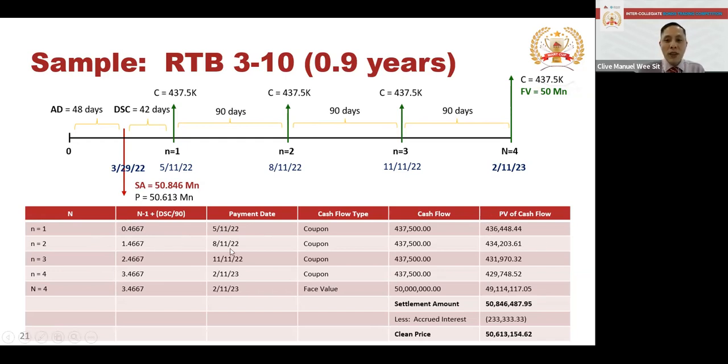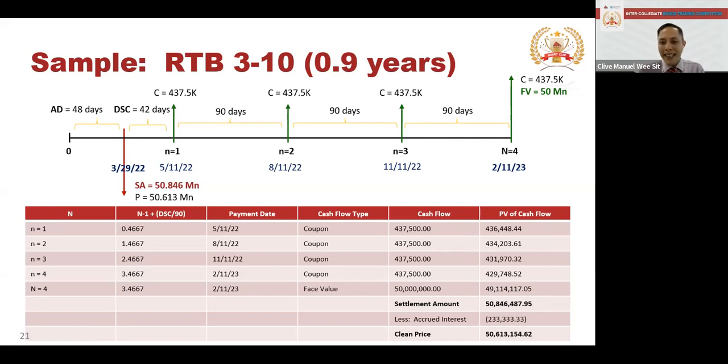If you take the present value of this 437,500 cash flow, your PV is 436,448.44. And then you do the same process for the remaining 3 cash flows. This time, with a cash flow tenor of 1.4667, 2.4667, and the last cash flow of 3.4667. If you take the summation of all these future cash flows, your settlement amount or dirty price is 50,846,487.95. This is how much you will actually pay to the seller of this RTB 3-10.